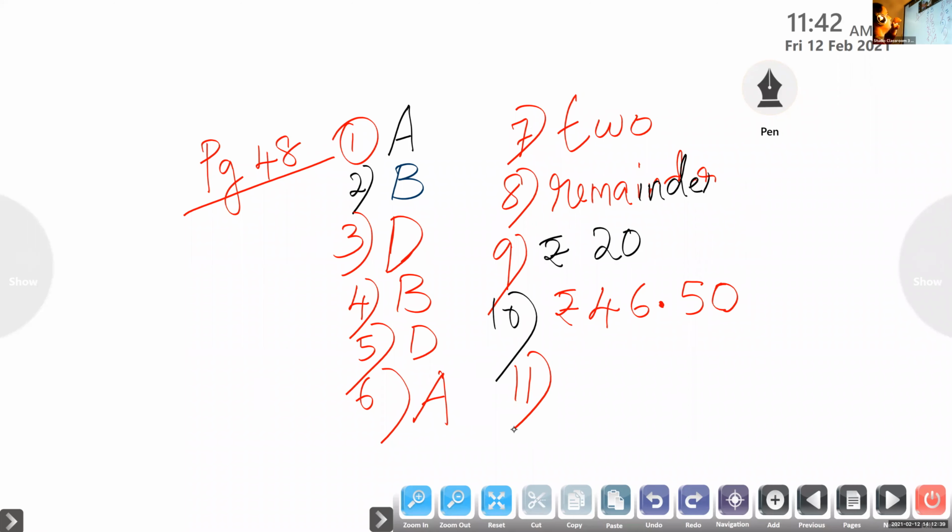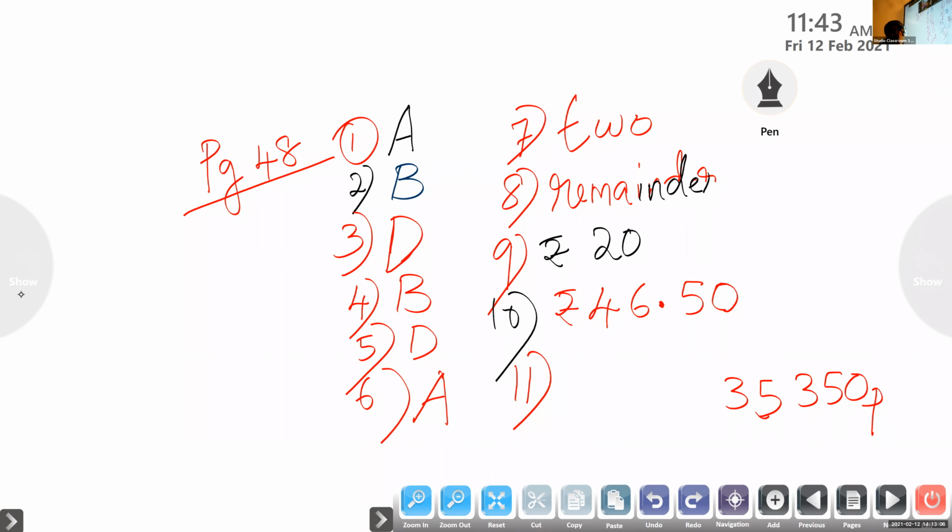Question number 11. Convert 35,350 paise into rupees. Okay, now convert into rupees and paise.